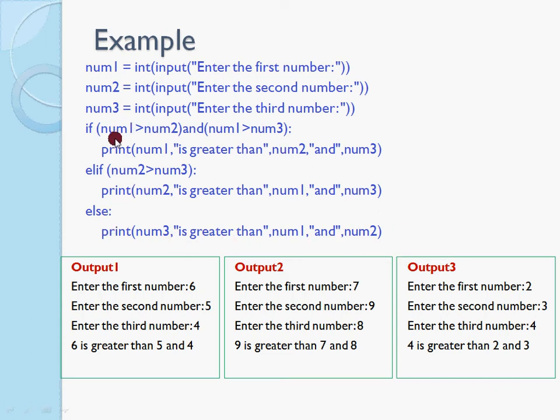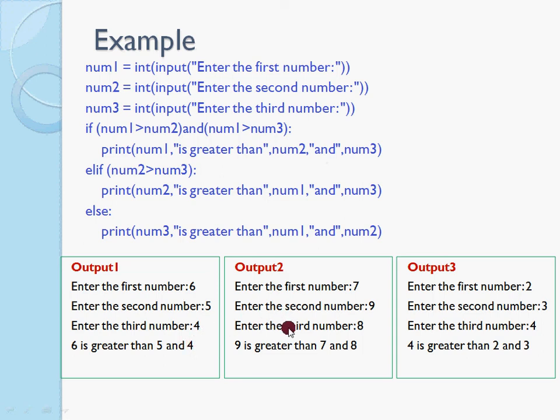So these are the sample outputs. In the first one, num1 is 6, num2 is 5, num3 is 4. When it checks 6 greater than 5 and 6 greater than 4, the condition is true. 6 greater than 5 is true, 6 greater than 4 is true. So true and true is true. So it prints num1 is greater than num2 and num3. So 6 is greater than 5 and 4.